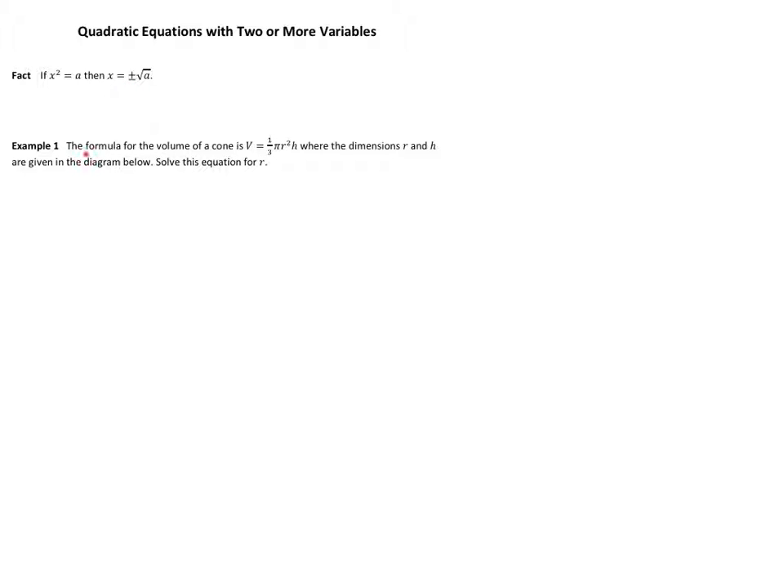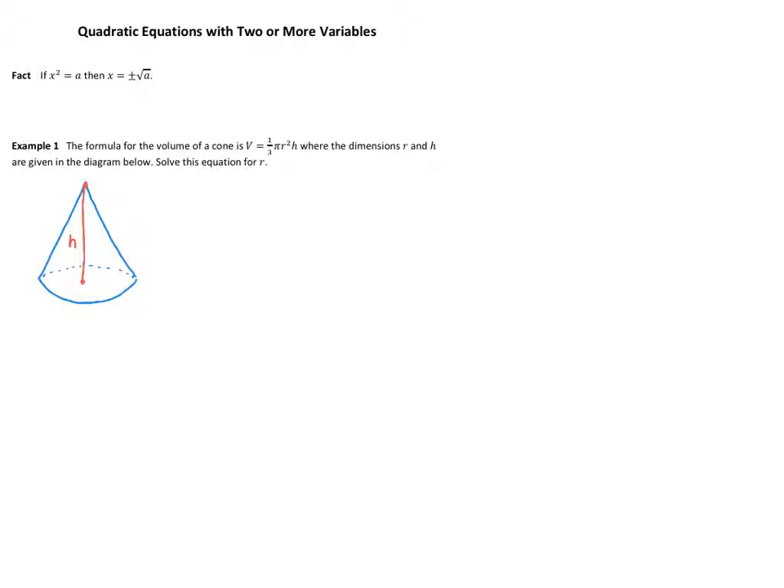The formula for the volume of a cone is given by V, for the volume, equals 1/3 pi r squared h. And what we're going to do is solve this equation for r. I'm going to draw a picture of this cone and then label what r and h represent. So here's a picture of a cone. H represents the height from the top all the way down to where it first hits this circular portion on the bottom. So this distance is h.